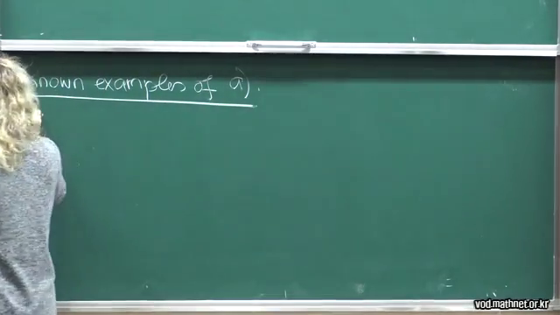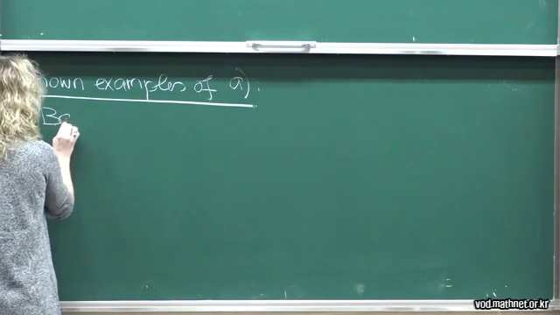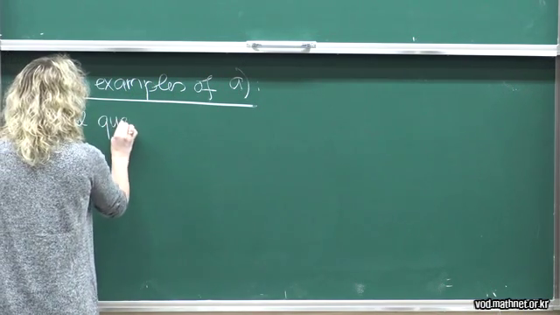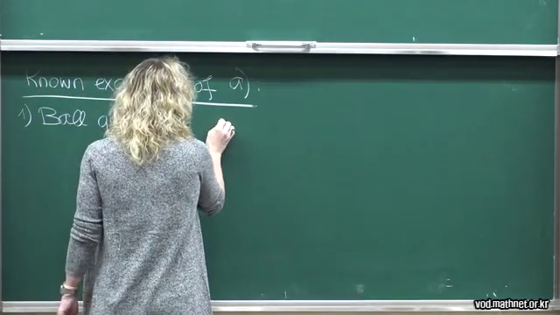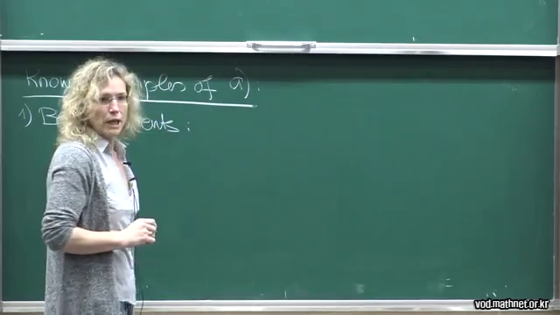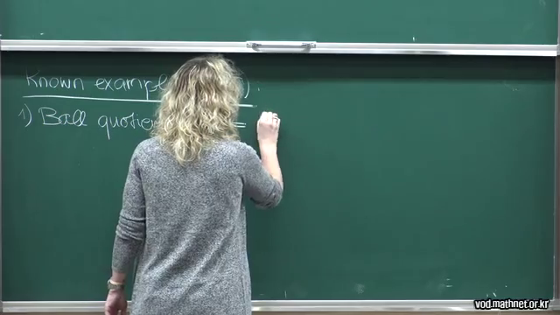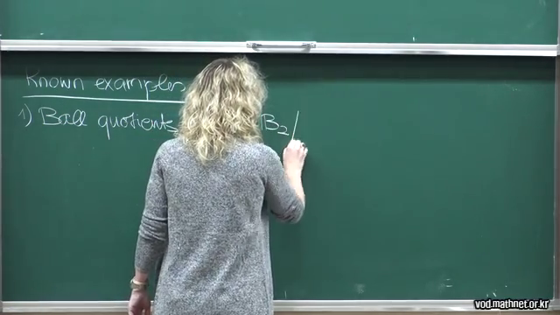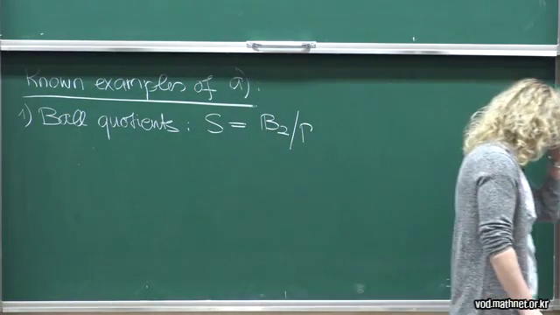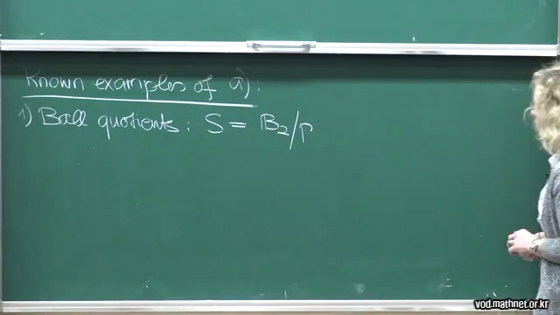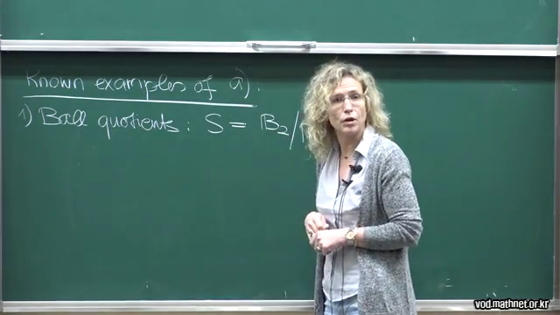So probably the most famous are the ball quotients. These are surfaces uniformized by the complex ball. So S is B2 divided out by gamma, where gamma is a torsion-free discrete co-compact subgroup of the automorphism group of the ball.